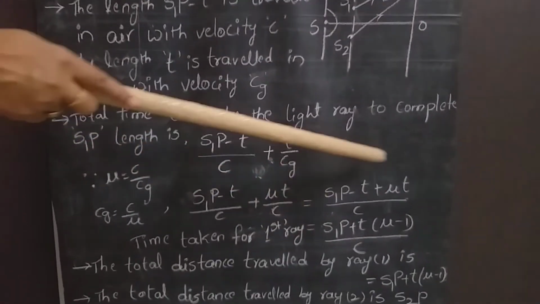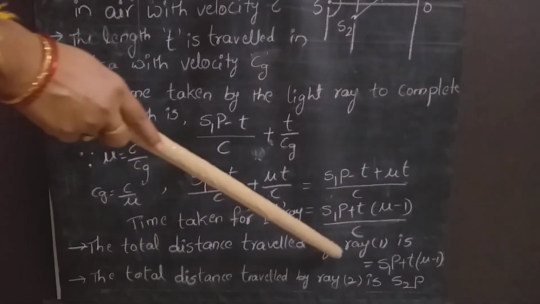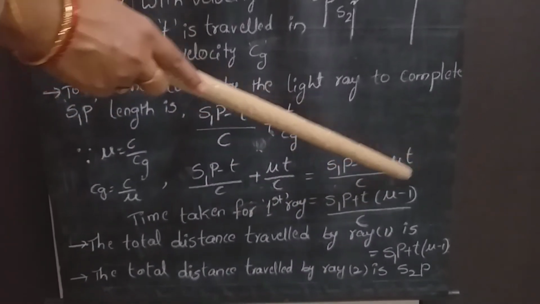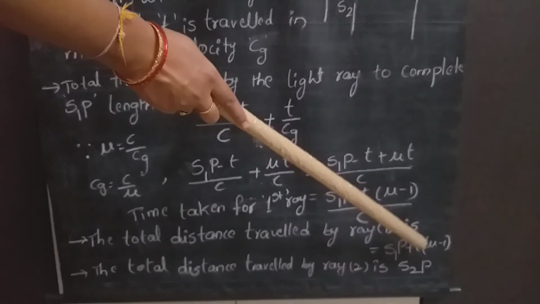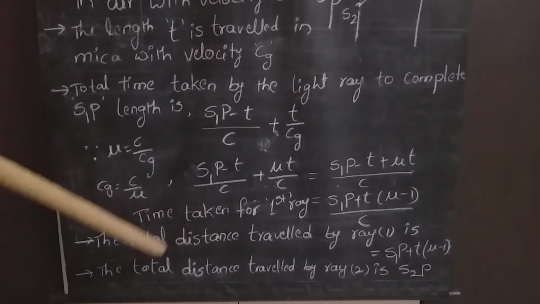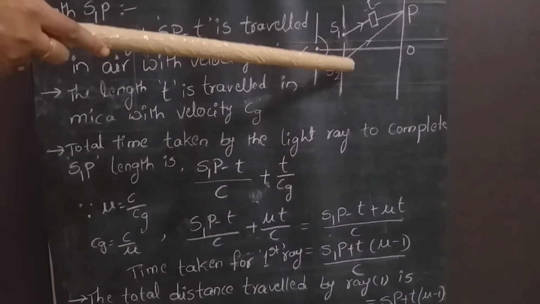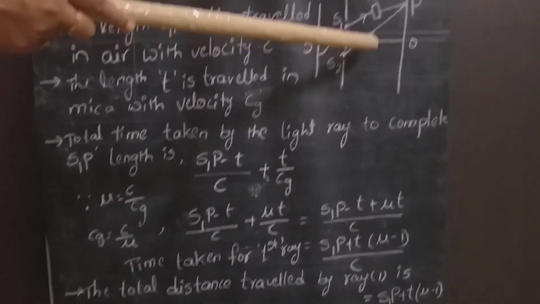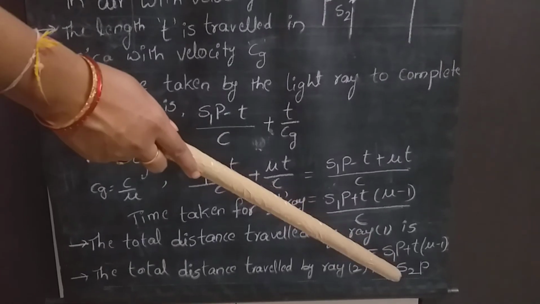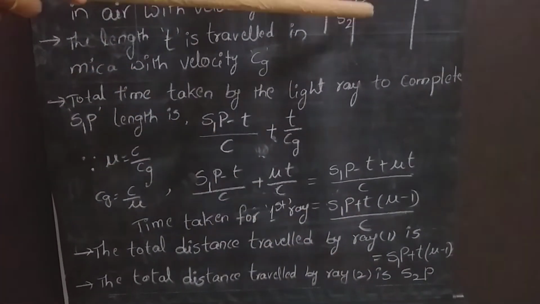Therefore, this upper one, this numerator, will represent the total distance traveled by ray 1, which is nothing but S1P, if T is common here, plus T into mu minus 1. This is with respect to ray 1. Next, coming to the second ray. The distance traveled by the second ray is how much? From the diagram it is clear, it is nothing but S2P. There is no modification in the path traveled by the second ray.